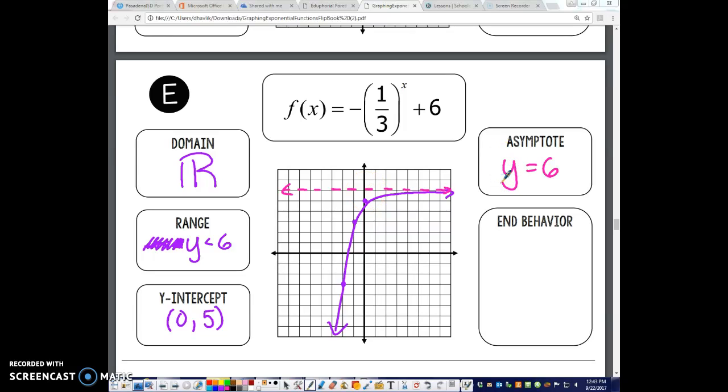Okay? Now, in behavior, I want you to tell me, is it an exponential growth or exponential decay? Okay, so look here. Is this an exponential growth or an exponential decay? Exponential, I mean, I spelled that right, growth. Exponential growth.